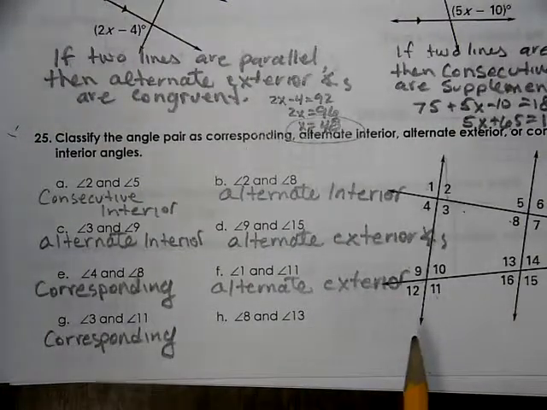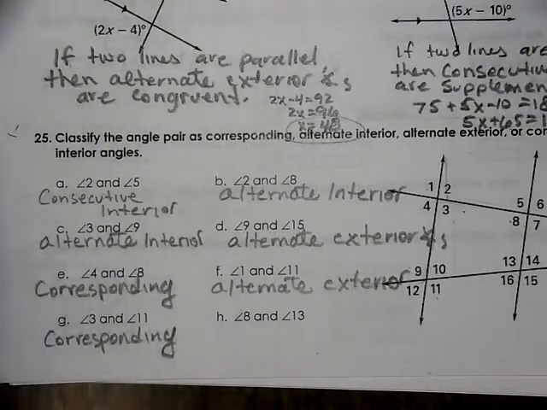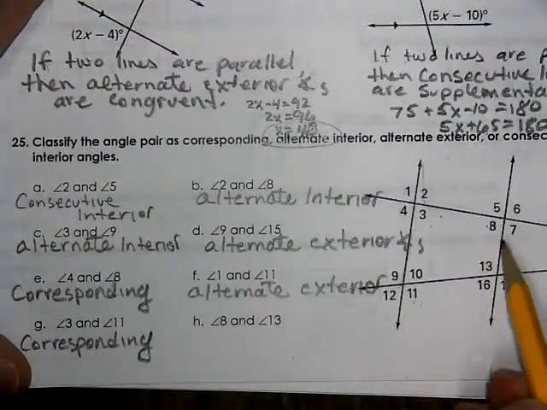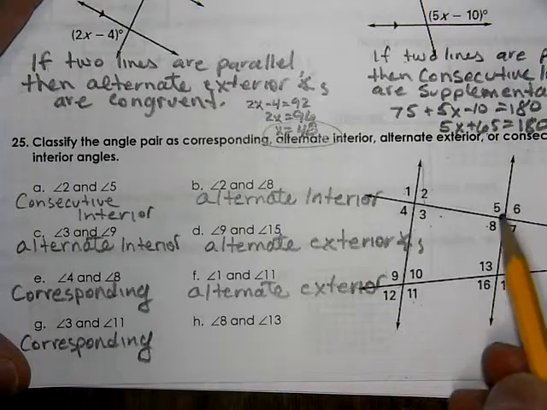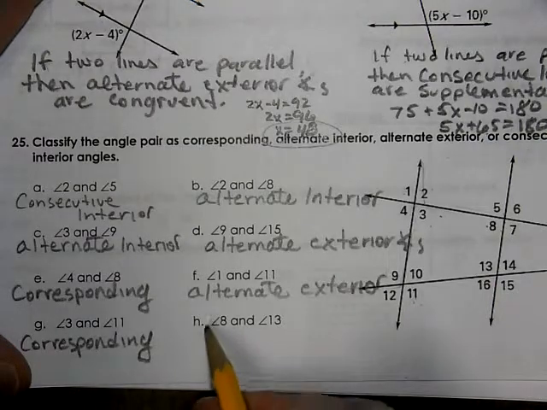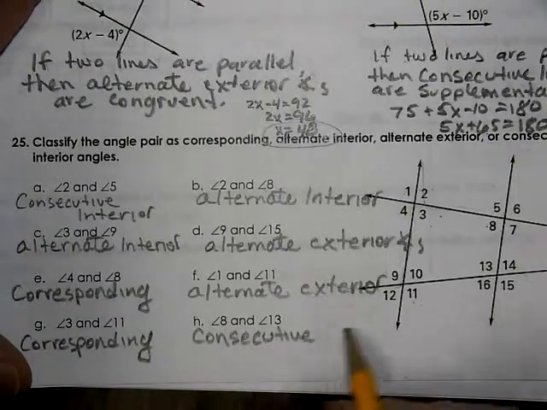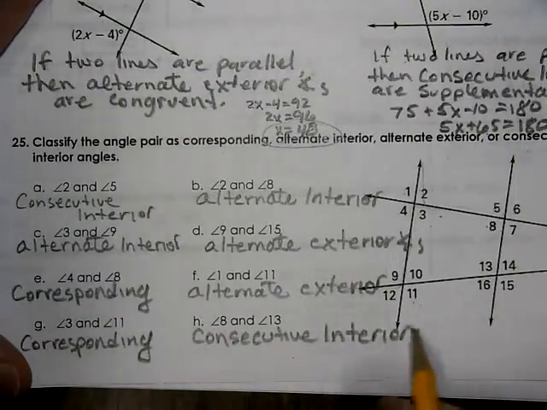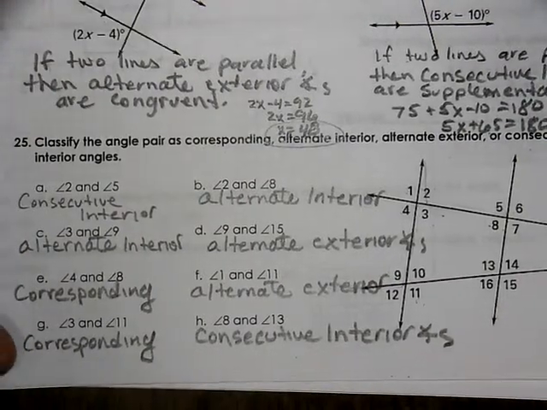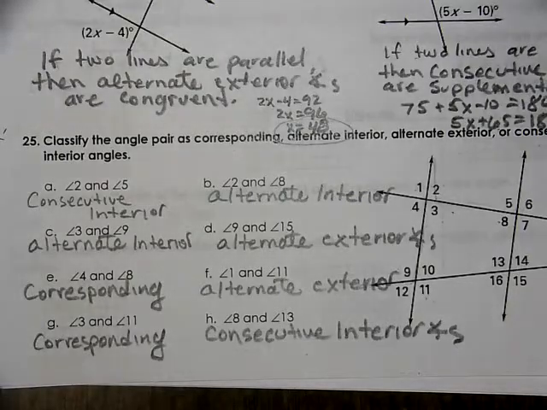Eight and 13. What type of angles would 8 and 13 be? When you trace out the 8 and you trace out the 13, you get a C shape. This is kind of a backwards looking C, but it helps me remember that we have consecutive interior angles. You need to be able to recognize those 4 types of angles. They're very helpful, and you'll use them when the lines are parallel.